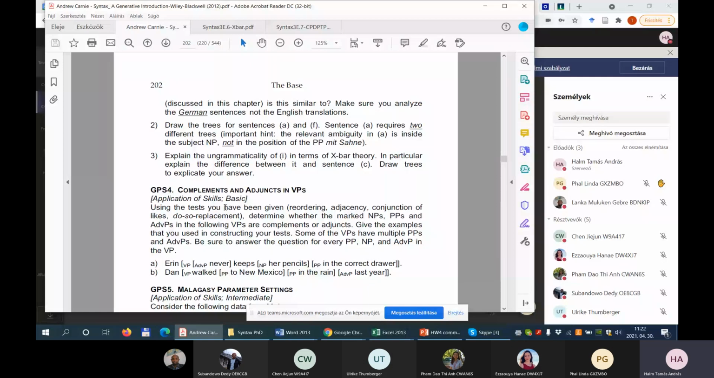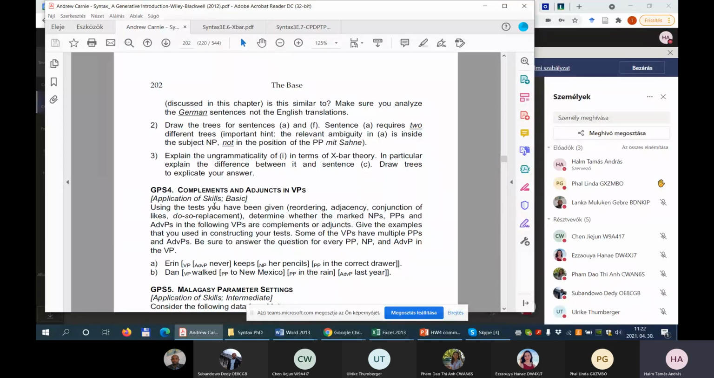Linda, you have something to add? Professor, if we say that all three here are adjuncts, how can we have the complement of the verb walk? Sorry? If we say to New Mexico or in the rain or last year are adjuncts, how about the complement of the verb walk? Well, that's a good question. You can say that walk doesn't need a complement, right? Because it's not a transitive verb.